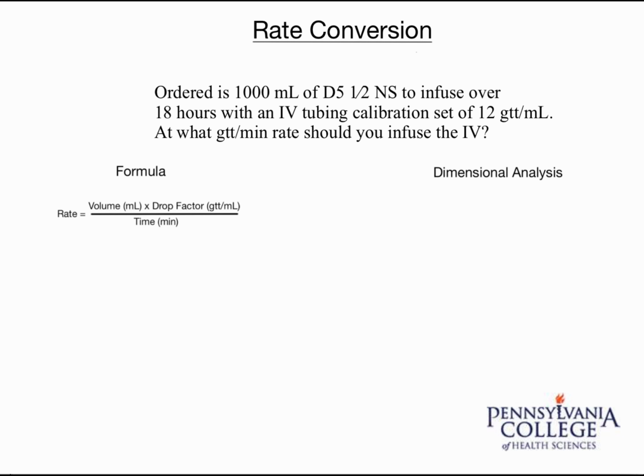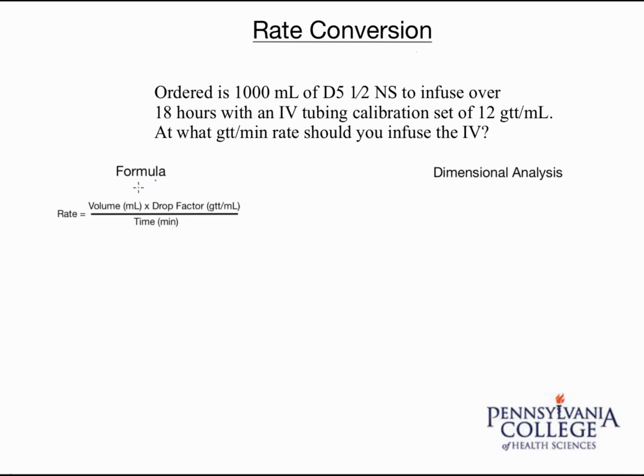Now, I'm going to first start with the formula approach. As we know, the formula here, if we have the total number of milliliters that needs to be infused, we know the ratio of drops per milliliter of the set, and we know the time in minutes, then we can plug them into this formula here, and we would have our rate in drops per minute. It turns out I am given each one of these pieces of information.